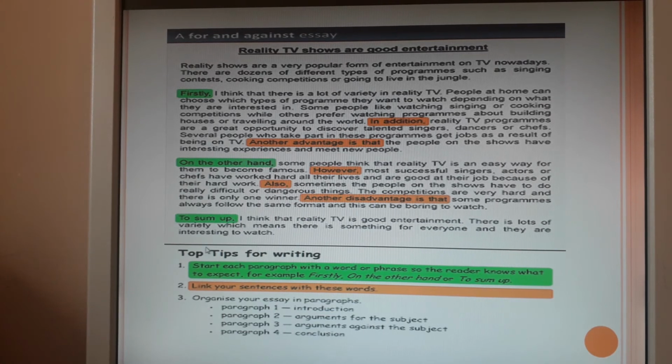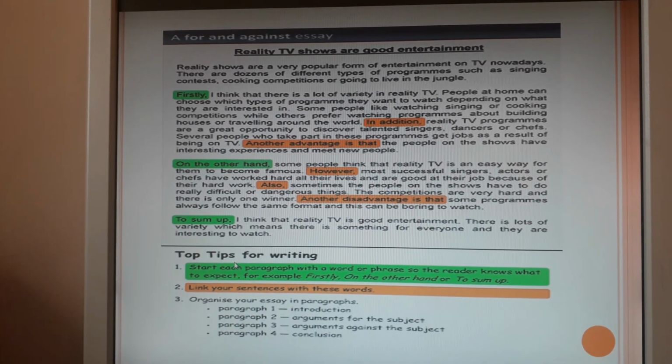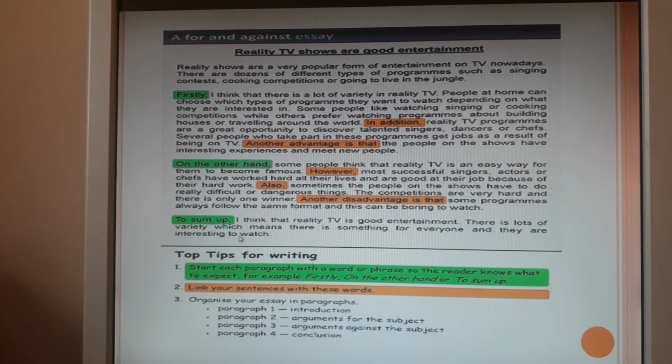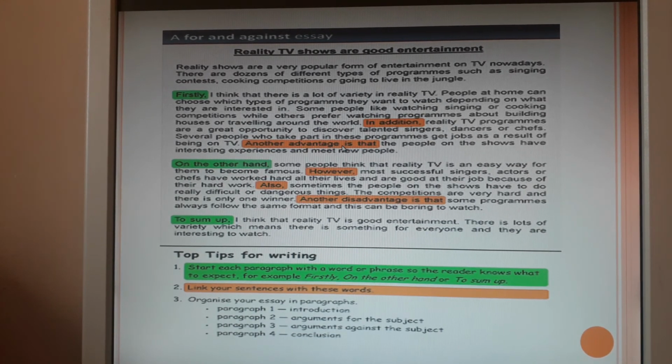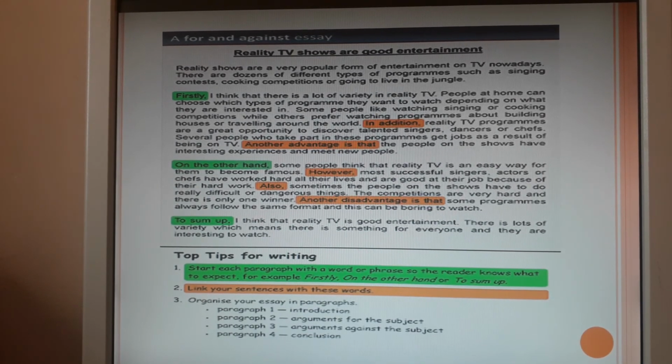Let's see now some top tips for writing a good essay. First of all, start each paragraph with a word or phrase so the reader knows what to expect. For example, firstly, on the other hand, or to sum up. Secondly, link your sentences with linkers or connectors, to add to your ideas or contrast them.